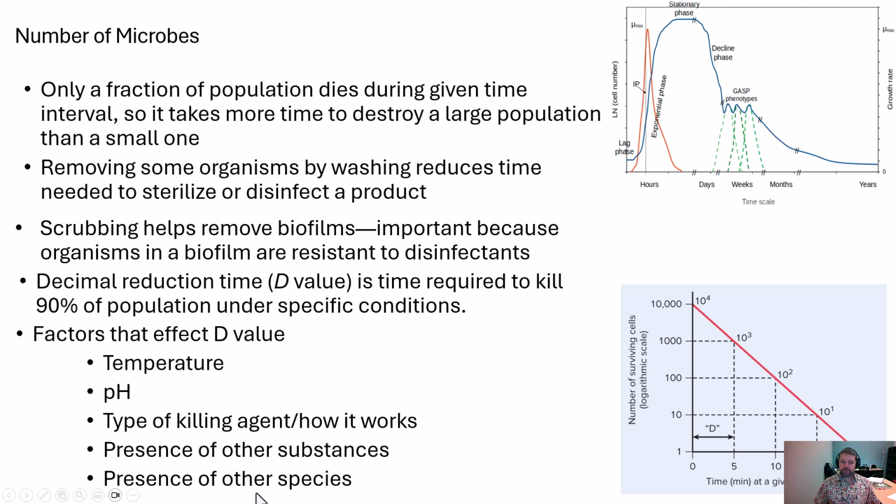Are there other species? Are these organisms forming biofilms with multiple species? These kinds of things can get in the way and affect the D value in a negative way, I guess, or prolong the D value. So if there's multiple species, then it could prolong your D value. It takes you more time to get the same result, that 90% population decline.